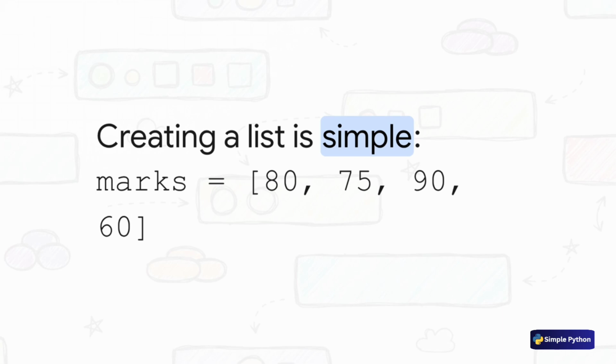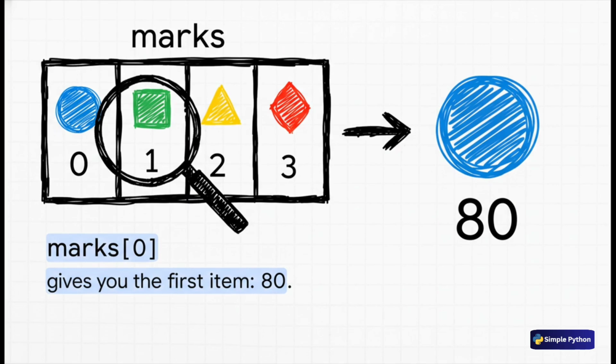And making one couldn't be simpler. You just use these square brackets and separate whatever you want to put inside with commas. And just like that, you've got a list called marks, holding 4 different scores. It's so simple and easy to read. Okay, so once you have your list, how do you get something out of it? You use its index, which is just its position in the line. Now, this is a super important concept in Python, so really let this sink in. The counting starts at 0, not 1. So as you can see here, if we ask for marks at index 0, we get the very first item in the list, which is 80.